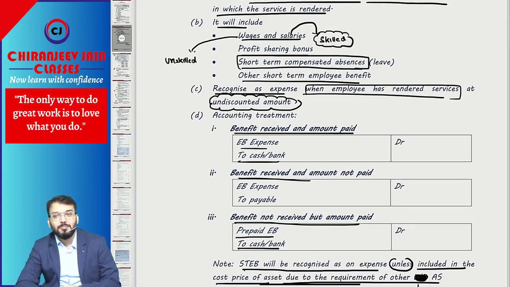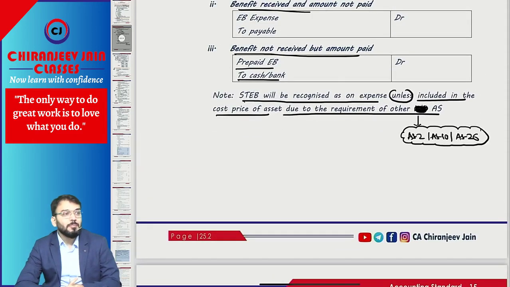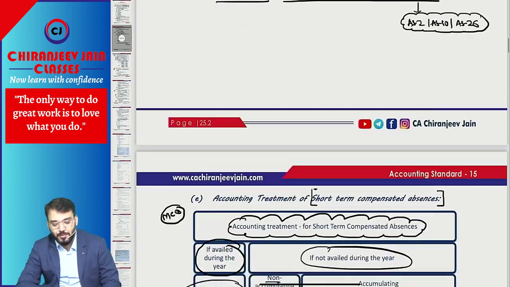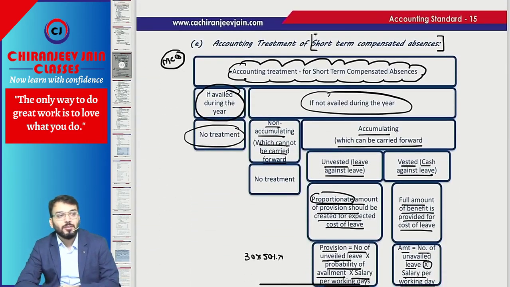Accounting treatment is very simple. It will be recognized as an expense and liability when the services are rendered, at an undiscounted amount. Normally, short-term employment benefit will be recognized as an expense unless it is included in the cost of an asset as per the respective accounting standard. Then we have done one special point about accounting treatment of short-term compensated absences.